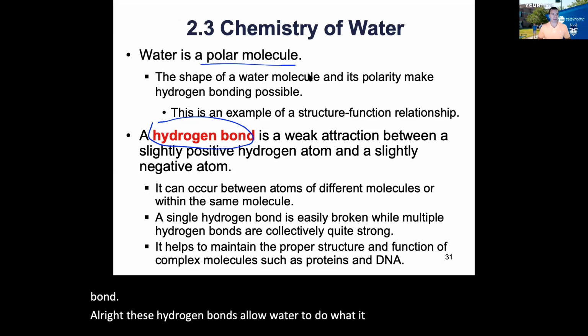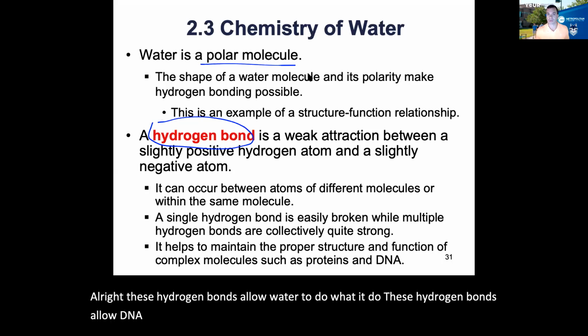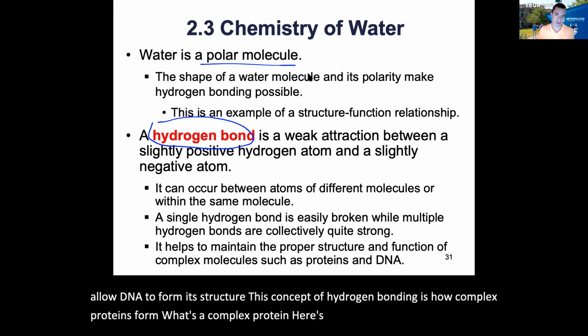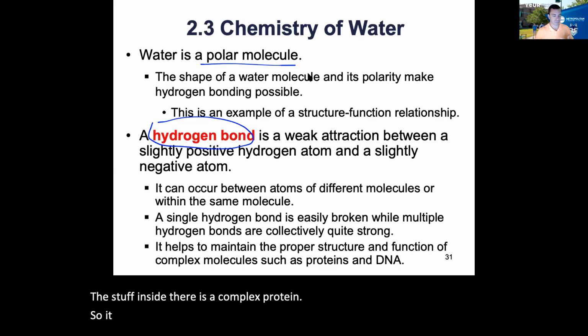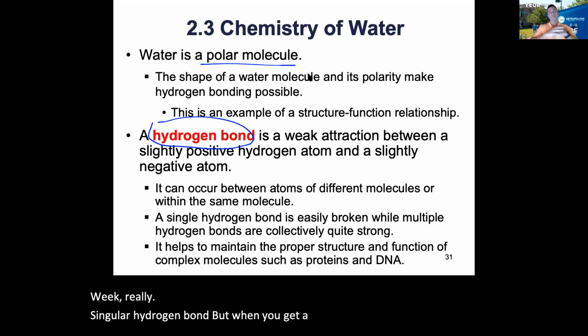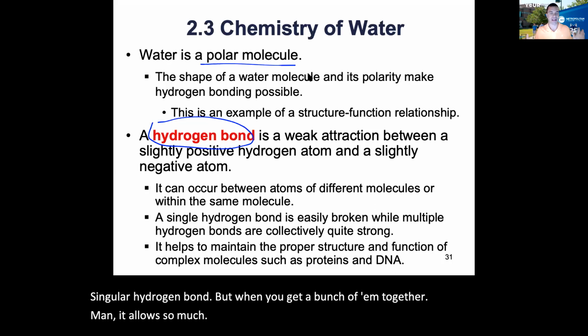These hydrogen bonds allow DNA to form its structure. This concept of hydrogen bonding is how complex proteins form. What's a complex protein? Hair is a complex protein. The stuff inside the hair is a complex protein. So it is this weak, really singular hydrogen bond, but when you get a bunch of them together, man, it allows so much to happen and allows so much to occur.